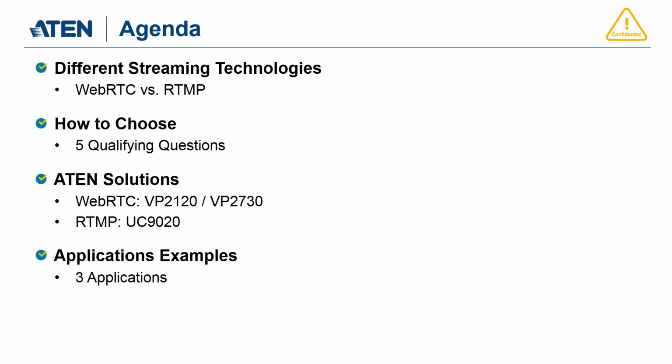And then toward the end, we will talk about 3 application examples. We'll give you the scenario, we'll give you the background, and we will ask you, which technology would you go for? At the end, we'll have a 1-page summary.